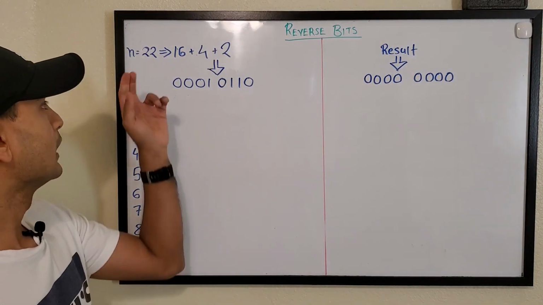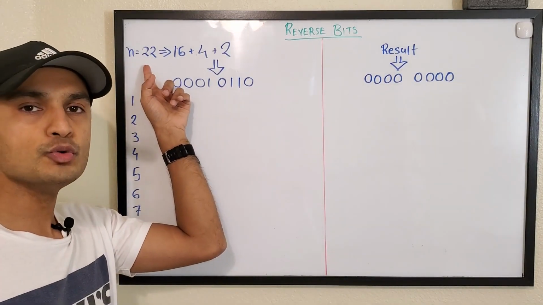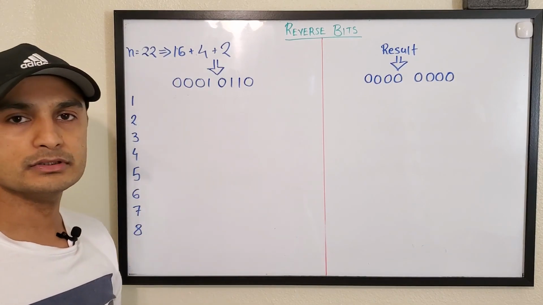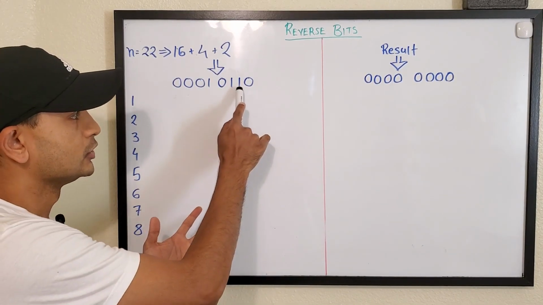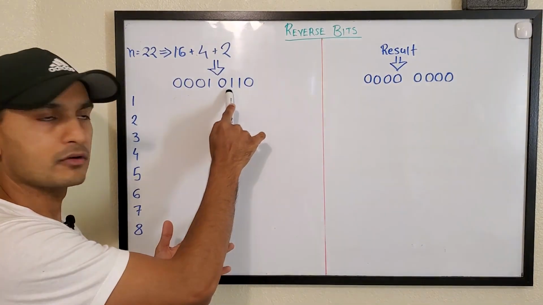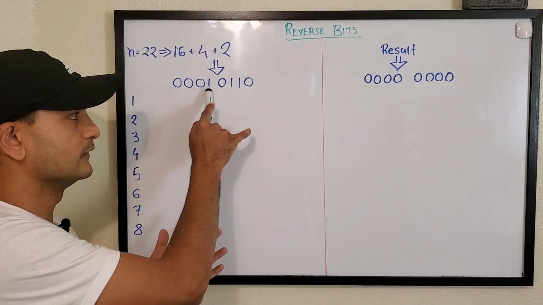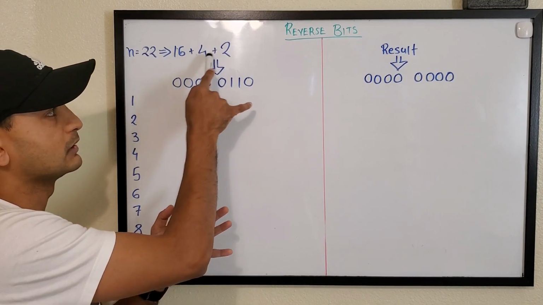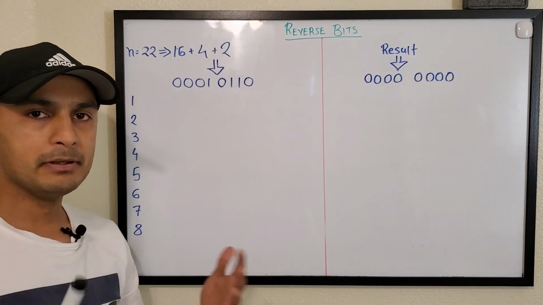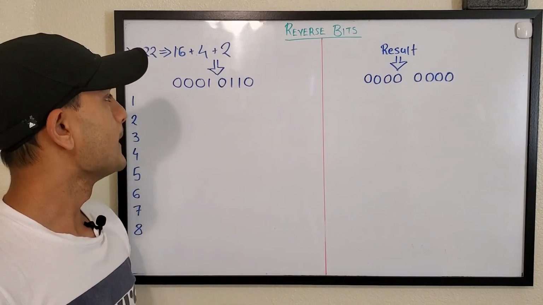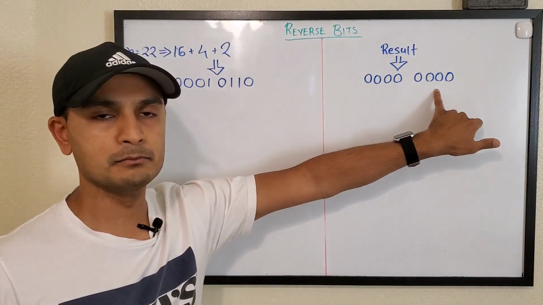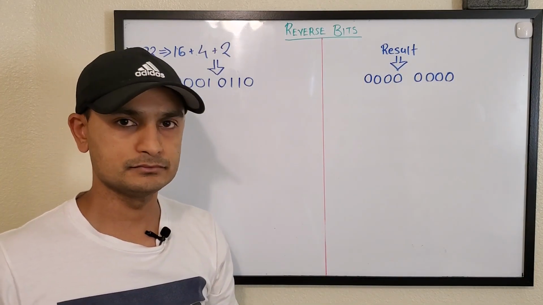So we have taken the number as 22. Now 22 means 16 plus 4 plus 2. So in bitwise it will be 2, which is this bit, 4, which is this bit, and 16, which is that bit. So 1 is 0, 8 is 0, because it's 16 plus 4 plus 2. That's the bitwise representation of 22. And we'll take a result variable, which is again an 8-bit number, and we'll start it at 0.